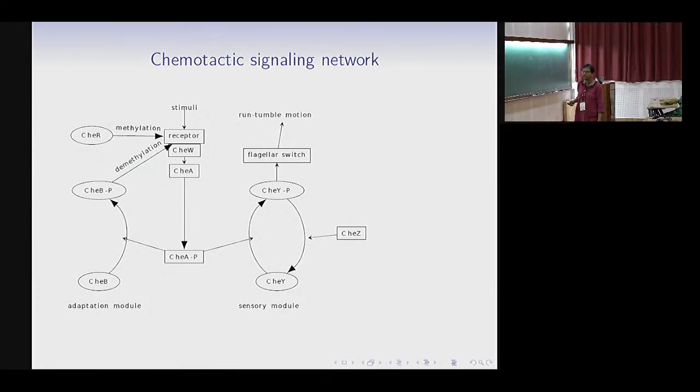Let's come back to the adaptation module now. CheB takes the phosphate group from CheA-P and becomes CheB-P. This then demethylates the receptor. It reduces its methylation level, and CheR is another enzyme which actually methylates the receptor. And the negative feedback comes from the fact that only active receptors get demethylated and inactive receptors get methylated.